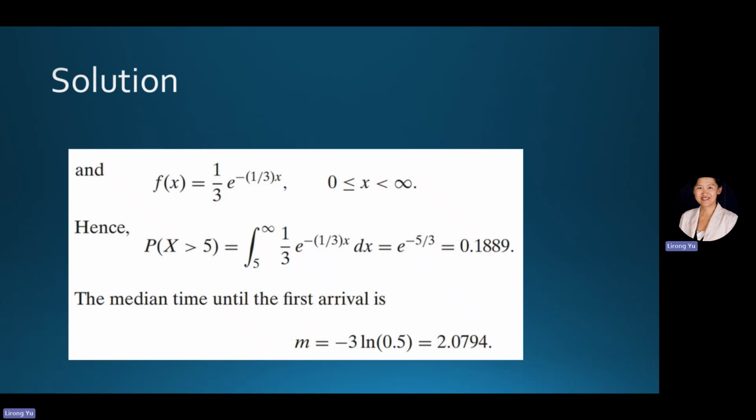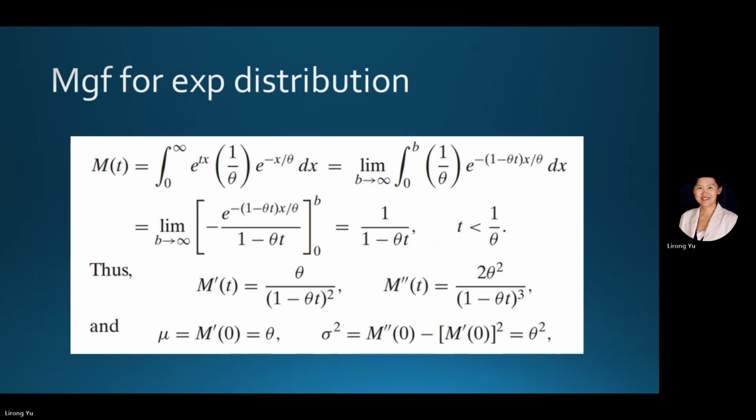Any questions? The reason we want to calculate that is to realize the median and mean are not the same. In the exponential distribution, the mean waiting time, the average waiting time, was 3. But then you see the median is about 2. We've done this calculation before.